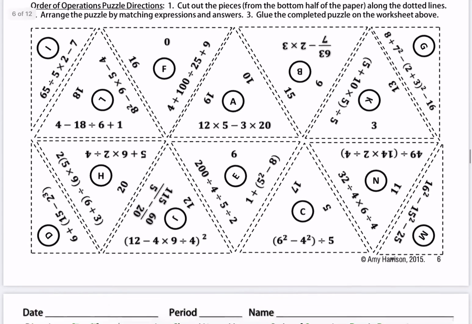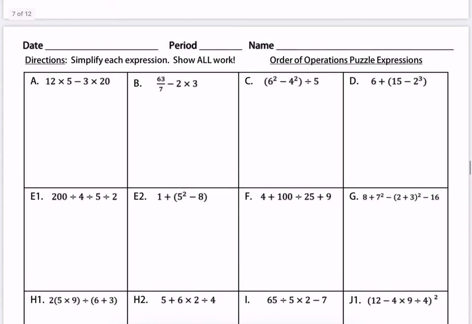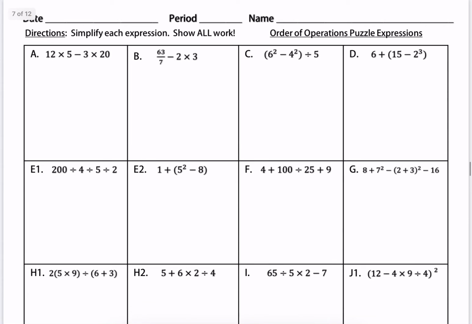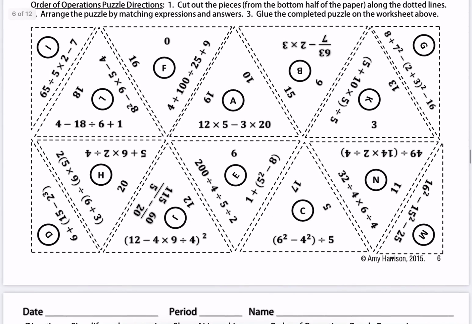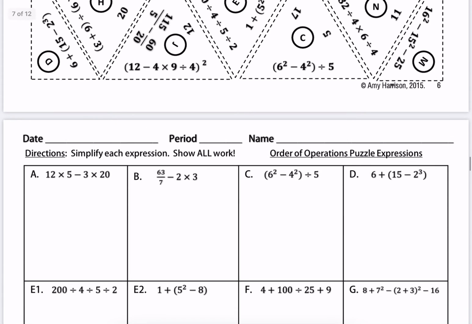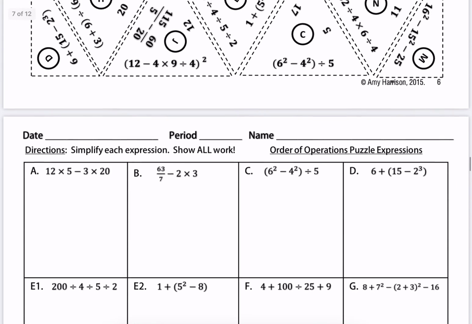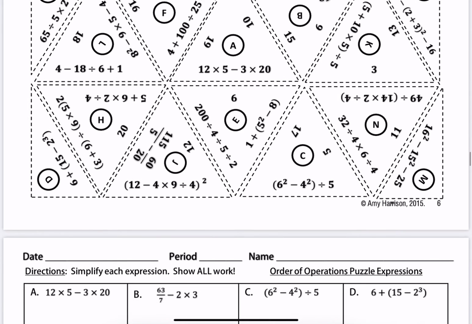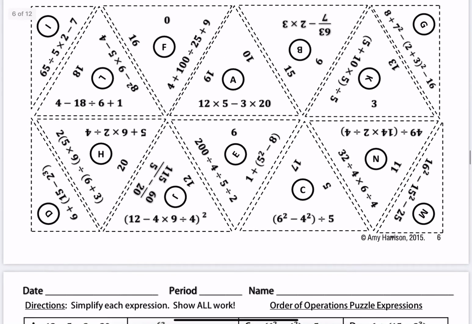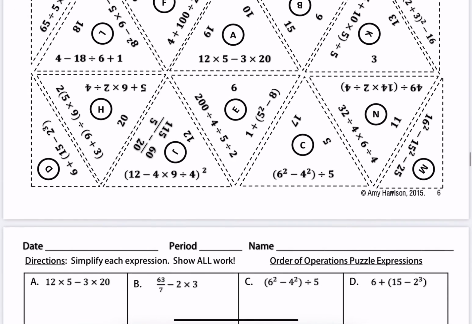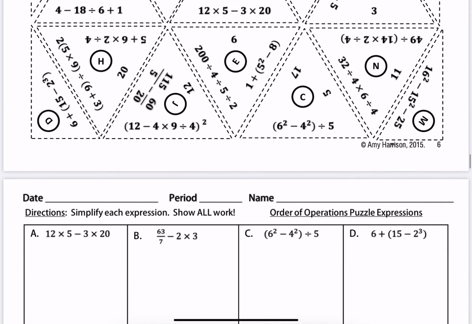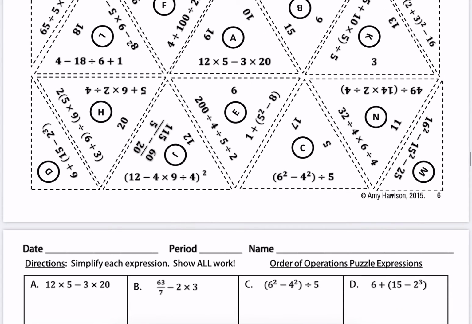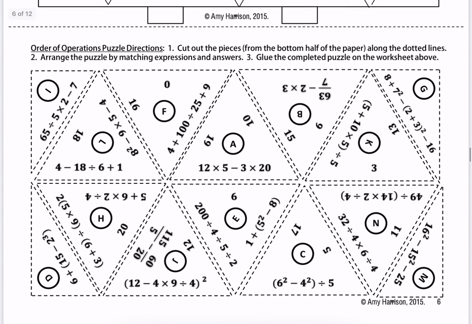This is just an example of how your working out might look. You might have letter A in that top left box, which corresponds with letter A on here, and it's got the question for letter A. So 12 times 5, take 3 times 20. You might want to show your working out like that. You don't have to, that's just purely an idea.